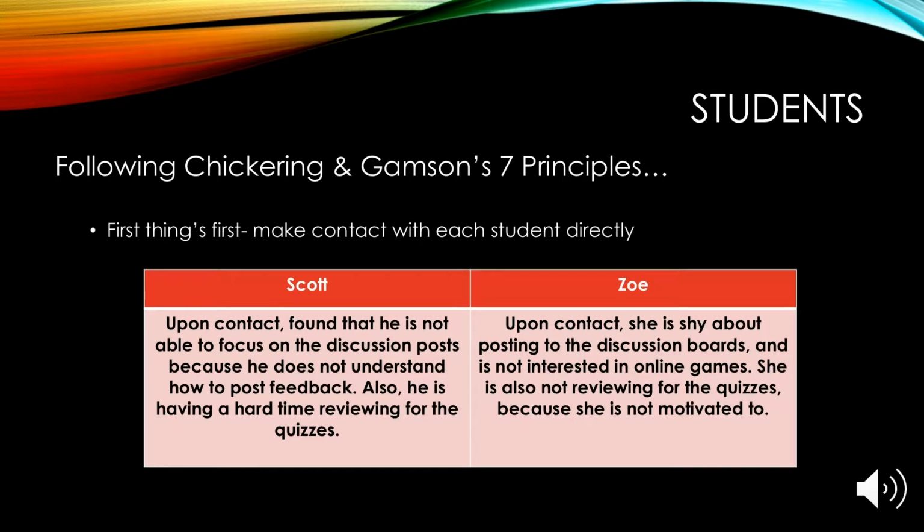First, we have Scott. I found he is not able to focus on the discussion post because he does not understand how to post feedback. Also, he is having a hard time reviewing for the quizzes. Next, there is Zoe, and she is shy about posting to the discussion boards and is not interested in online games. She is also not reviewing for the quizzes because she is not motivated to. As their instructor, I want to invest in best practices to help them get back on track to finish the course with appropriate mastery of the learning goal.